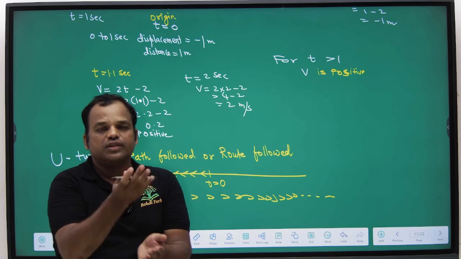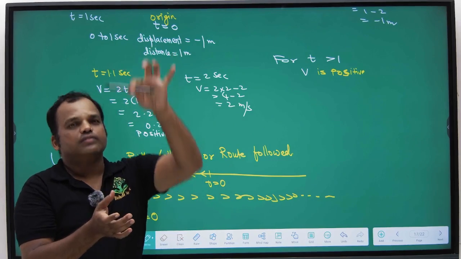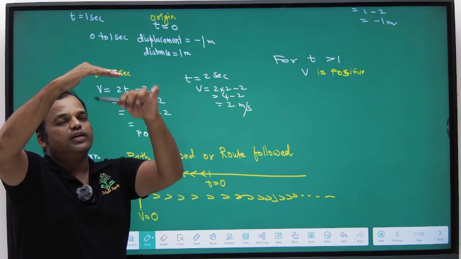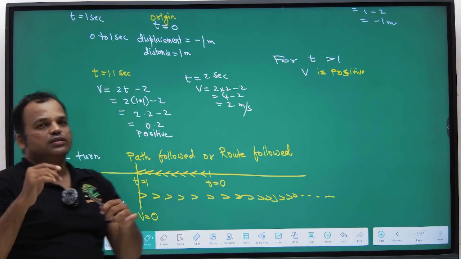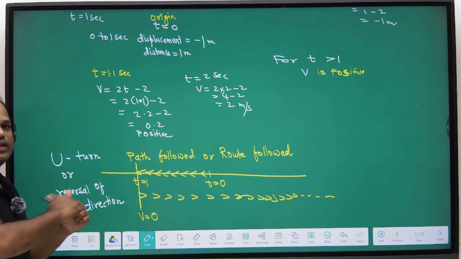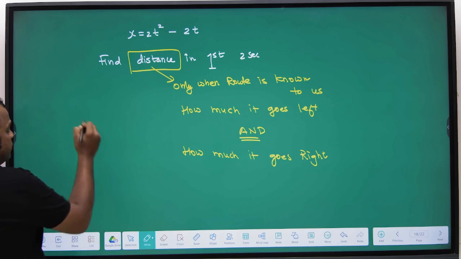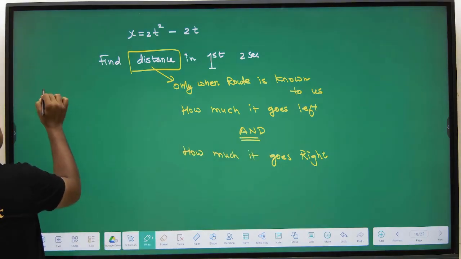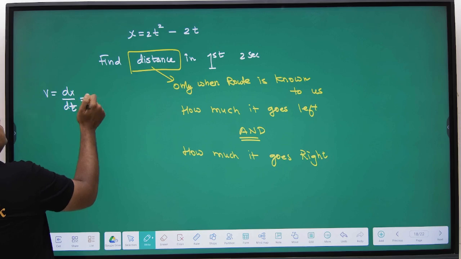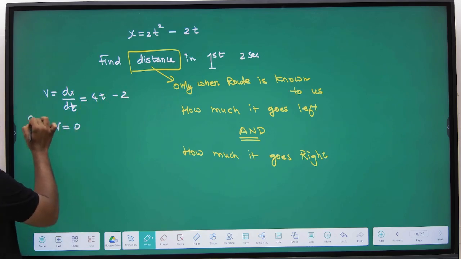Like for example, if you throw this object like this, at topmost point velocity is 0. Direction is reversed. Before reaching topmost point, it was going up. After reaching topmost point, it is going down. So direction is reversed when velocity is 0. In 1D motion, motion along a straight line, we calculate velocity first by differentiating, dx by dt, that is equal to 4t minus 2.